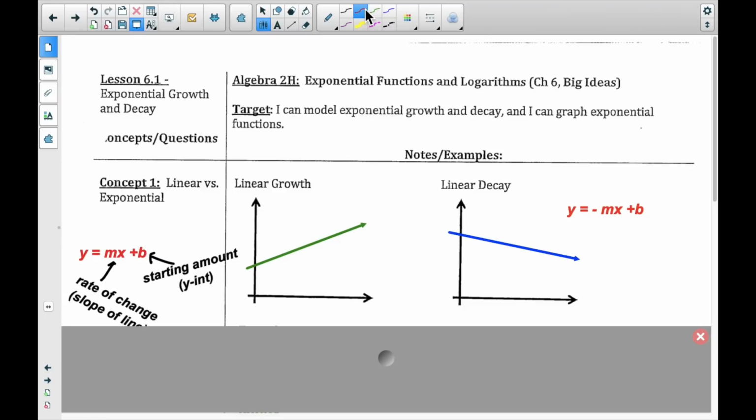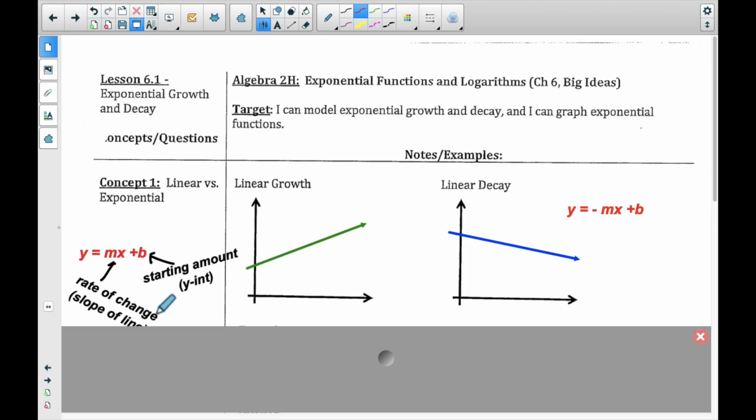So for instance, we know that y equals mx plus b is our slope-intercept form, and when we graph that, it creates a straight line. And we also know that the m stands for the rate of change. That gives us the slope of the line. And the b is the y-intercept, or the starting amount.